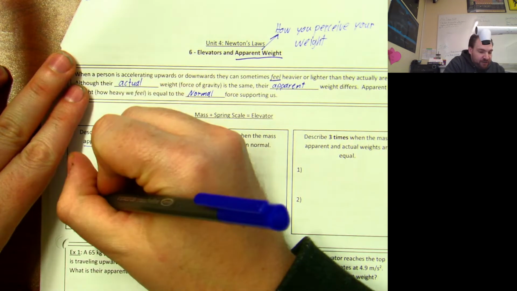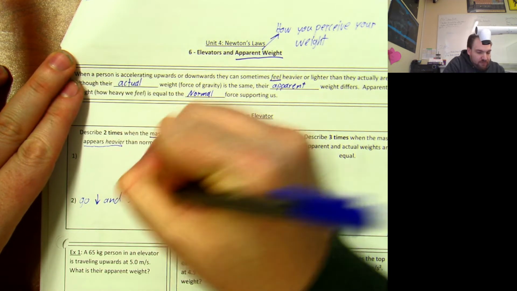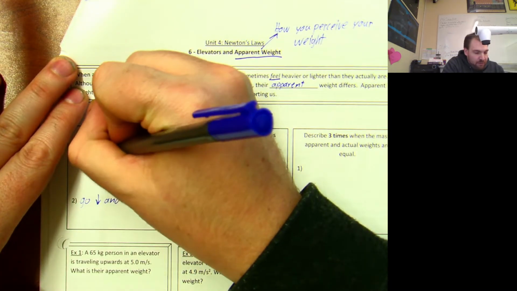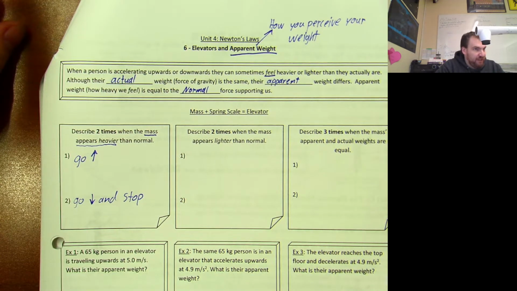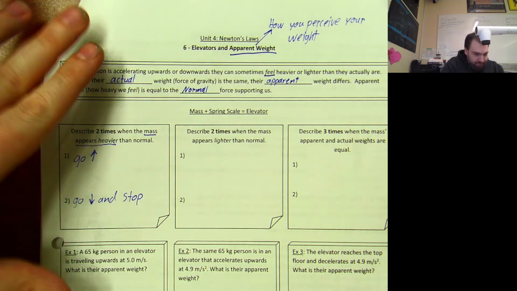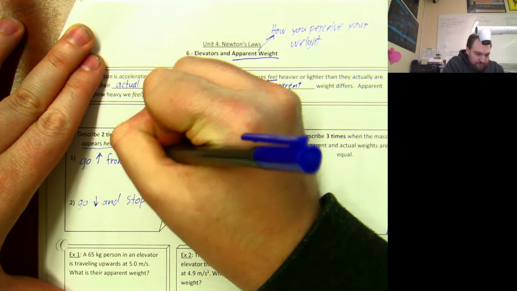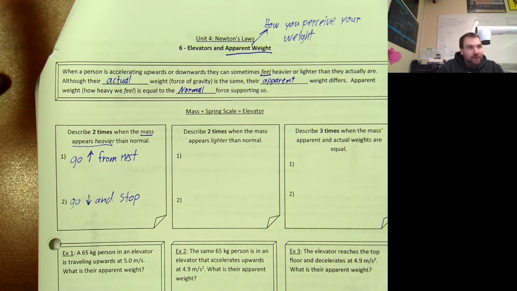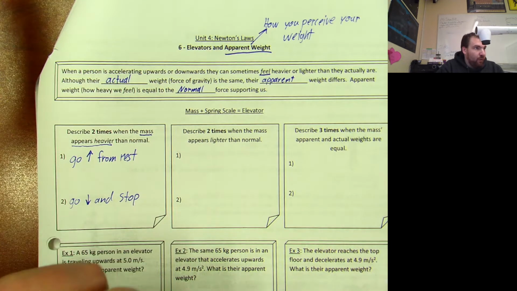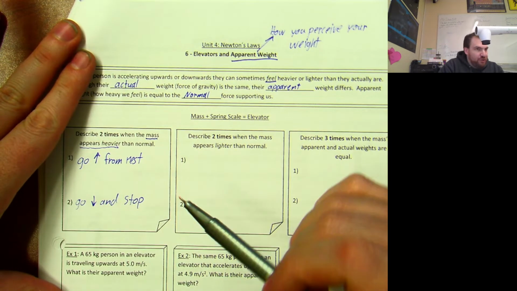Okay, so you're suggesting go down and stop. You're going to feel that. And the other time you said was going up. Do you always feel heavier when the elevator goes up? It has to be going up particularly with acceleration. Okay, so there's always a time, whether you're going up or down, that you feel totally normal. Why do you feel normal? We're going to talk about that in a second. But you're going up from rest or going down to a stop.